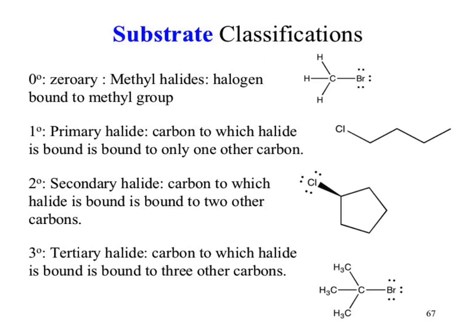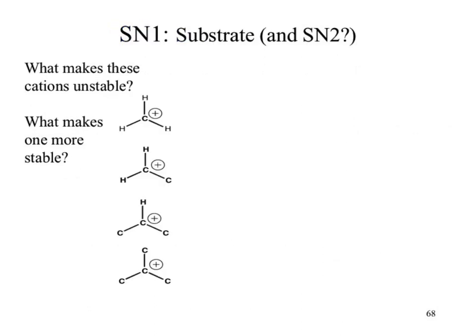Right? So we have substrate classifications. I would kind of like to go fast through these because in theory I talked about them in detail in the videos. Does that make sense? Okay. So, zero, primary, secondary, tertiary, no questions? Okay. Cation stability.